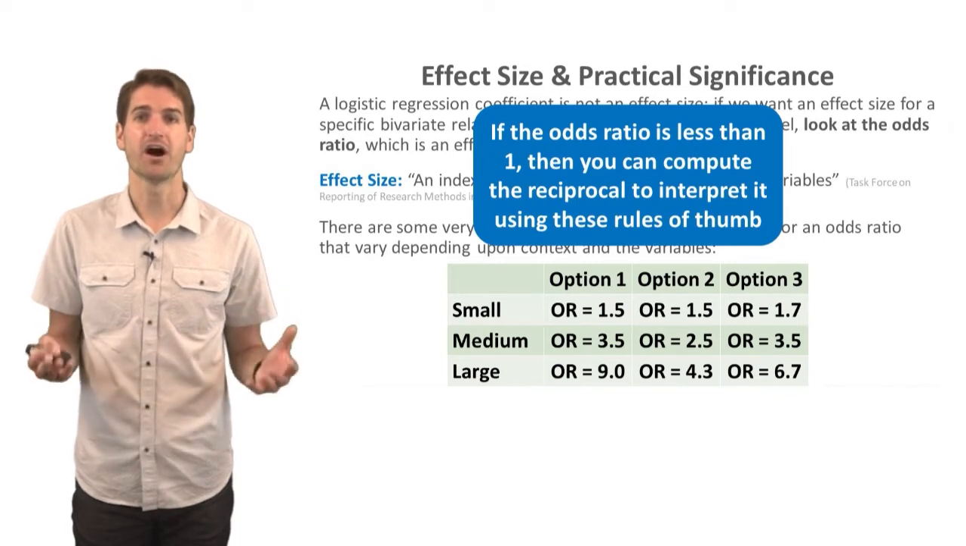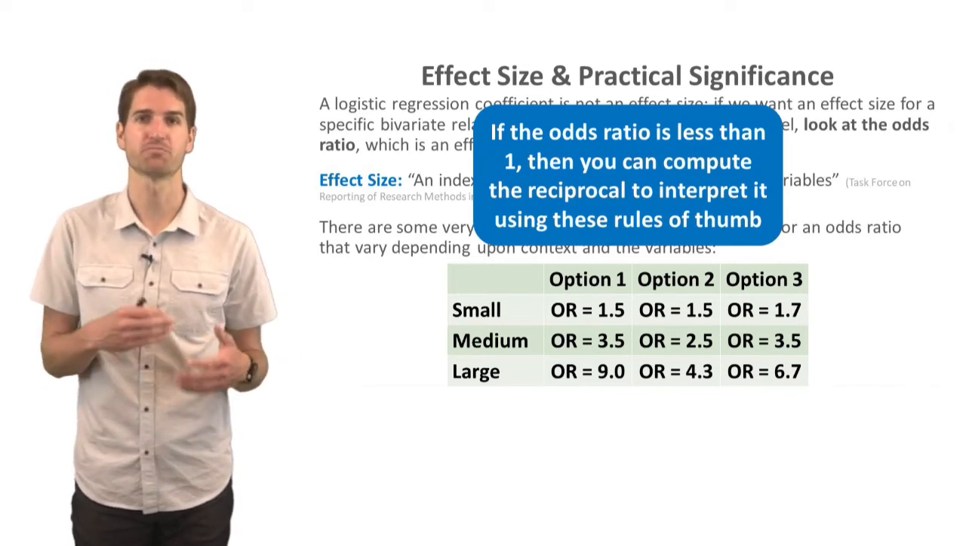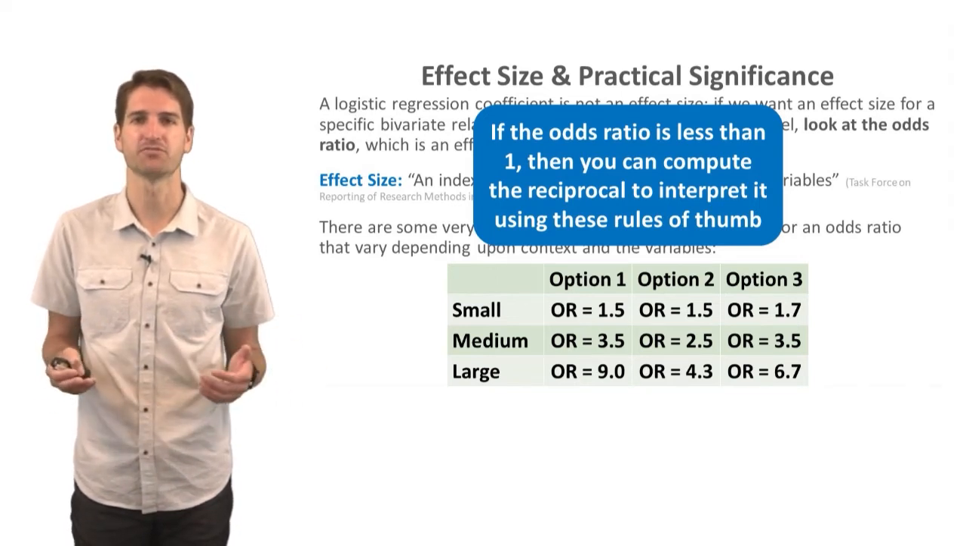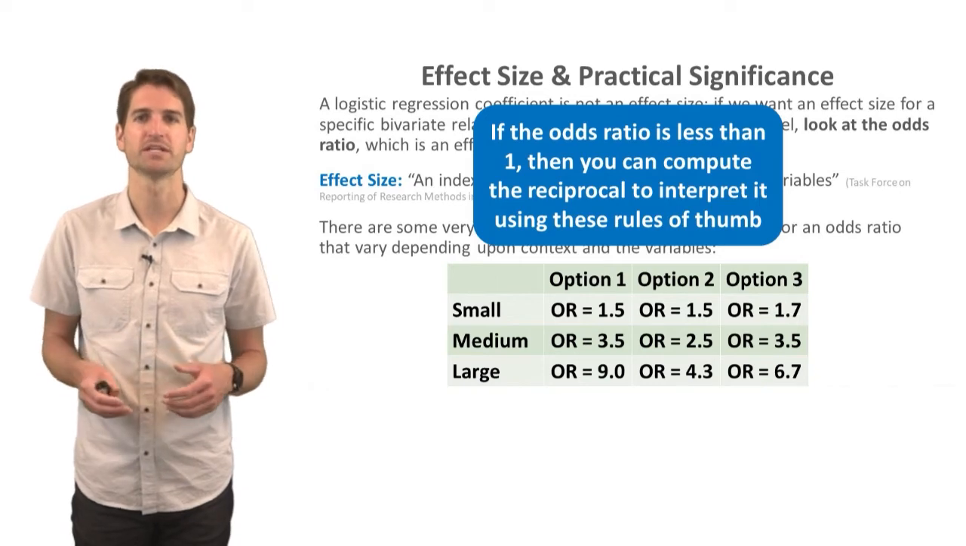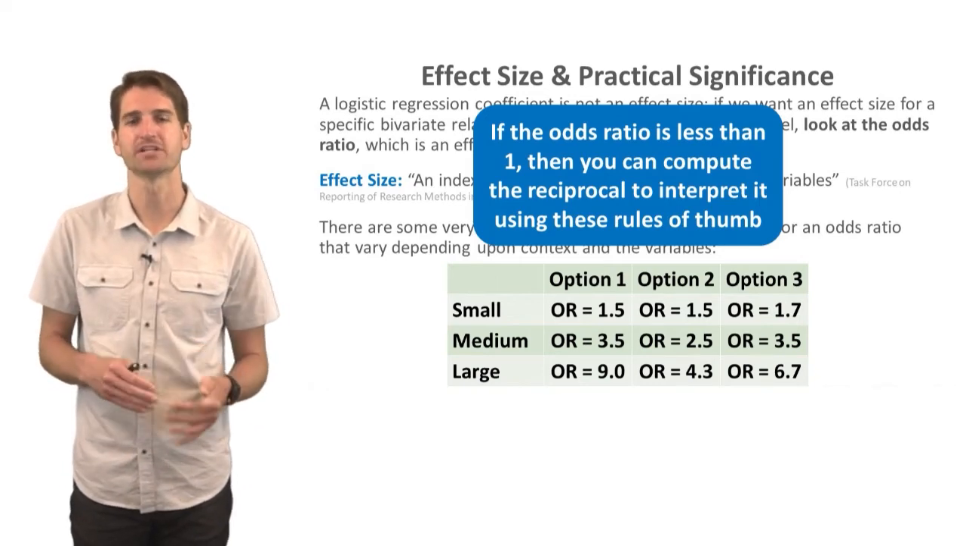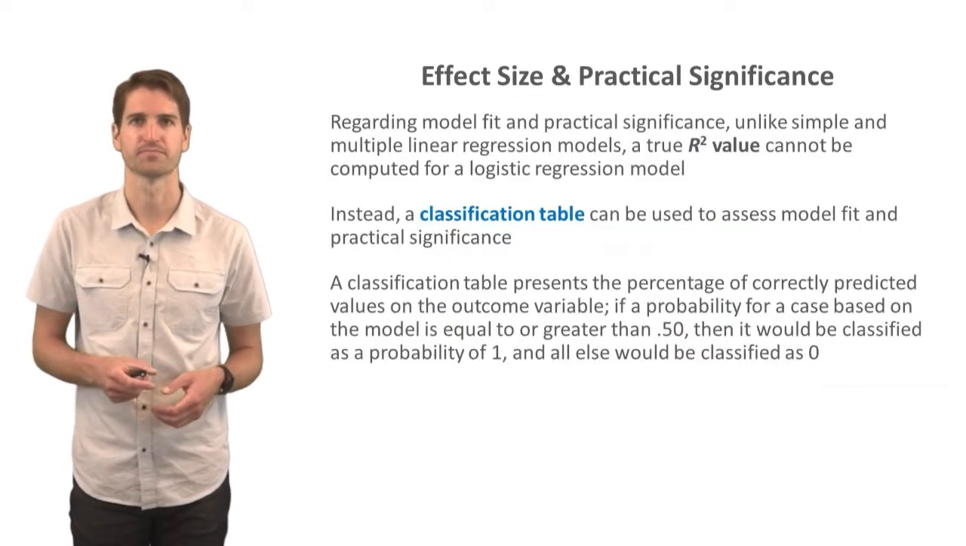Importantly, if the odds ratio is less than 1, then you can compute the reciprocal to interpret it using these rules of thumb. What that means is that if you do get an odds ratio that is less than 1, take 1 divided by that odds ratio, which is a reciprocal, and that'll put it in the scale of these effect sizes that I'm showing you here.